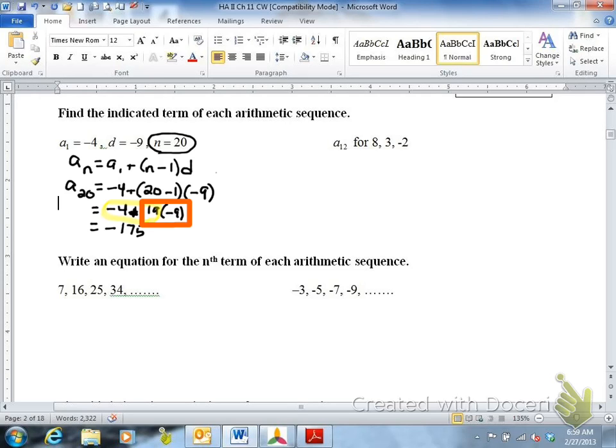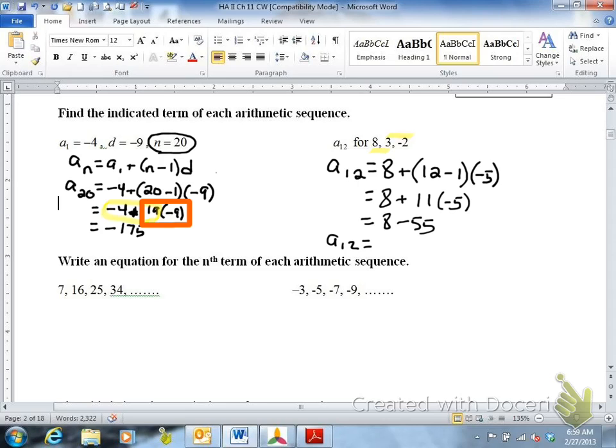Okay, moving on to the next one. You need to find the 12th term. So we have a sub 12 equals the first term, which is 8, plus how many terms do we have? Well, we have 12 minus 1. And then we need the common difference. Now you have to think for a few seconds to see what is the common difference between 8 and 3, and then 3 and negative 2. Well, that would be a difference of 5, and it's getting lower, so it's negative 5. So we would get 8 plus 11 times negative 5, which would be 8 minus 55. So the 12th term in this sequence is negative 47.